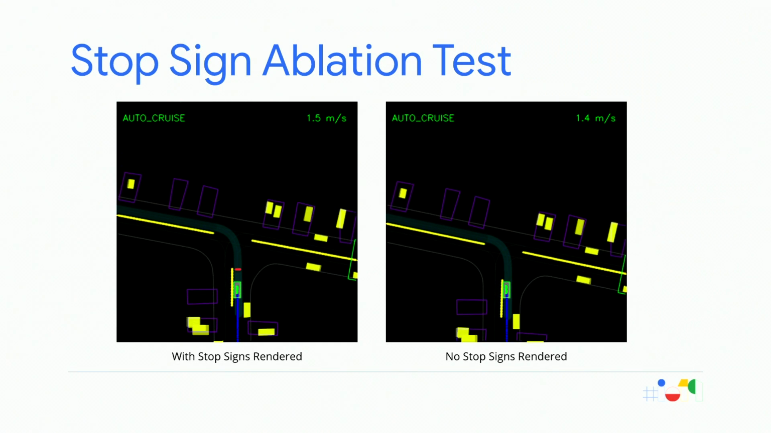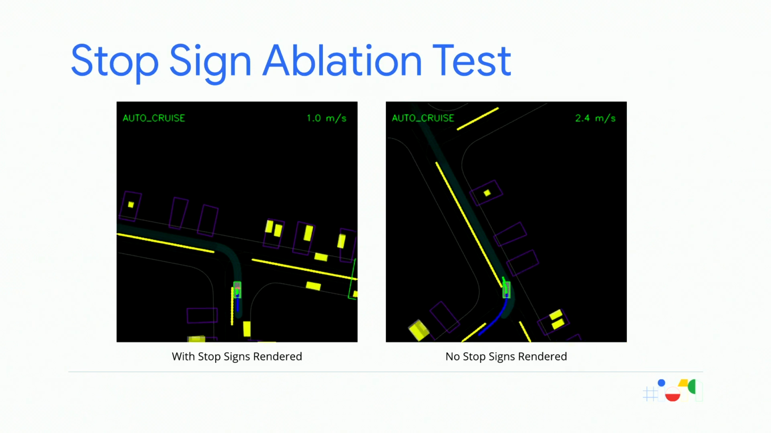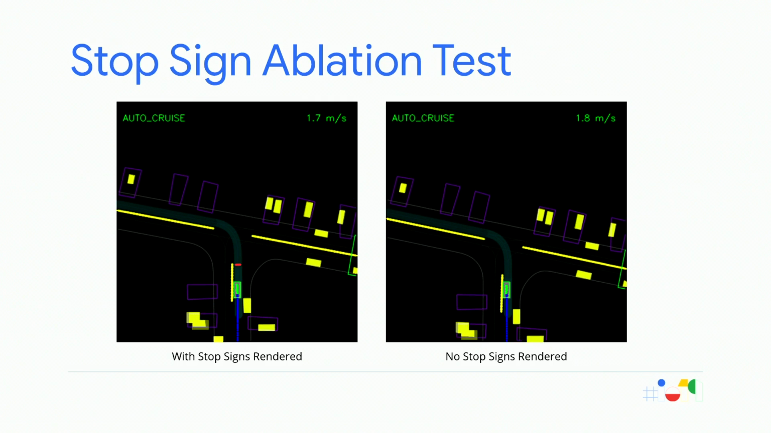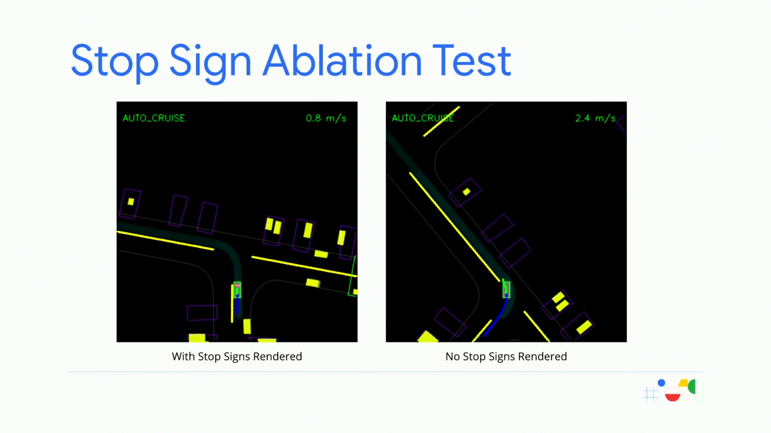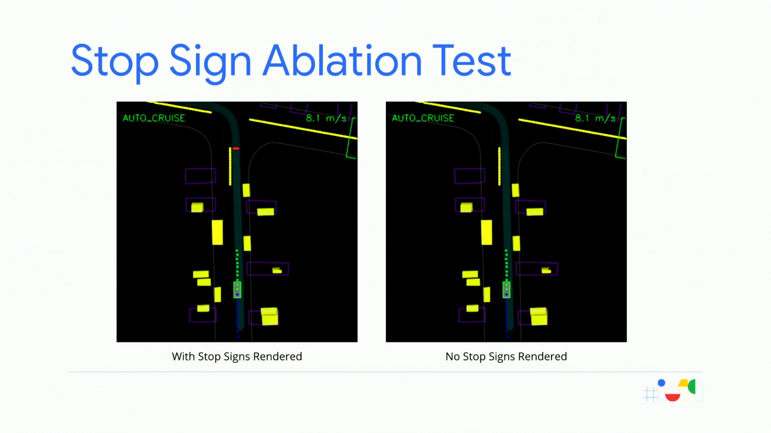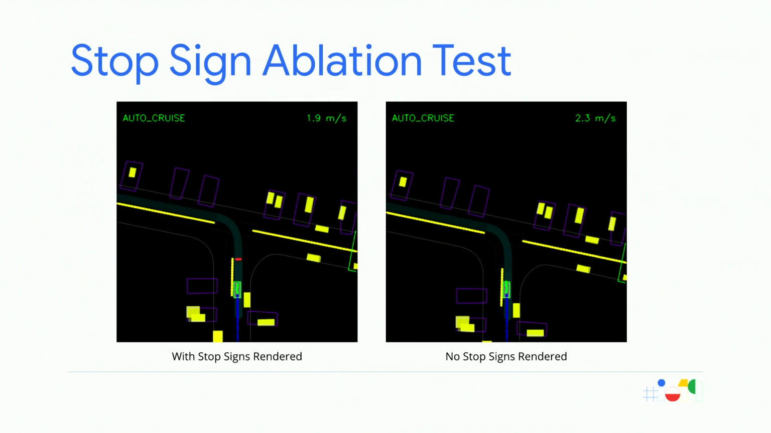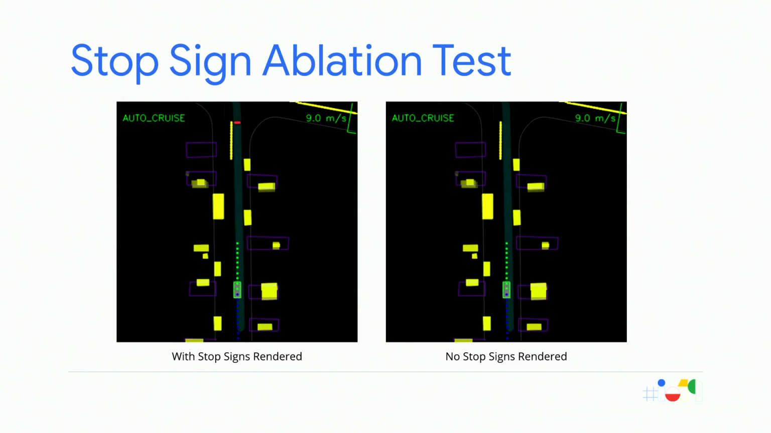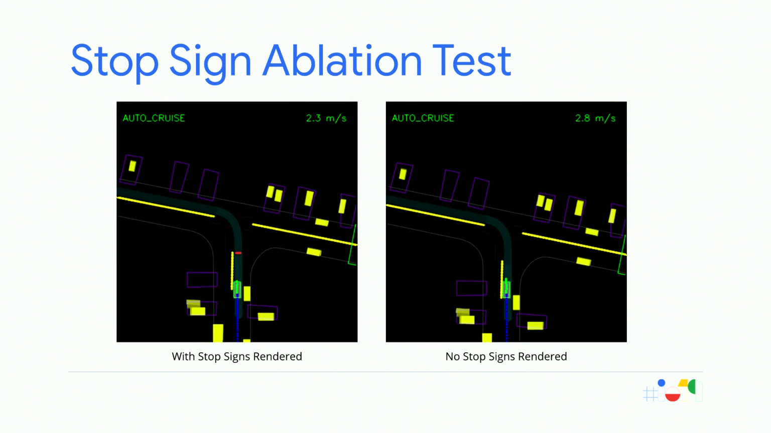So you can see on the video on the left, the agent comes to a full stop behind the stop sign and then continues after a short wait. If you look at the video on the right, you can see that in the absence of the stop sign, it merely slows down in anticipation of the turn and then continues.